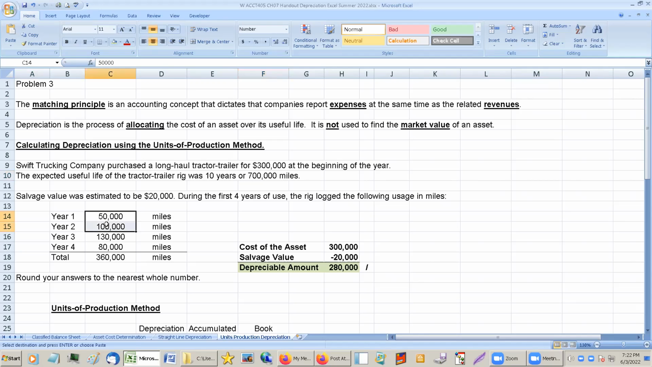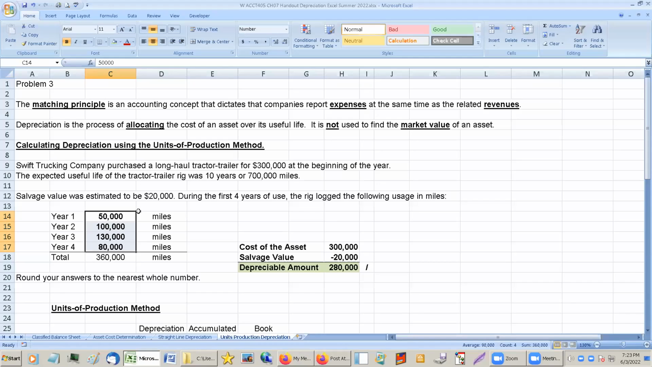Now, here's why they're going to do that. Instead of going with the straight line method, it's because they're not going to use it the same every year. There are some years they maybe get a lot of business, some years maybe they don't. So for things that are not used the same every year, units of production makes more sense. If you use it about the same every year, just go straight line. But if some years are good, some years are bad, the units of production method is a good one to use.